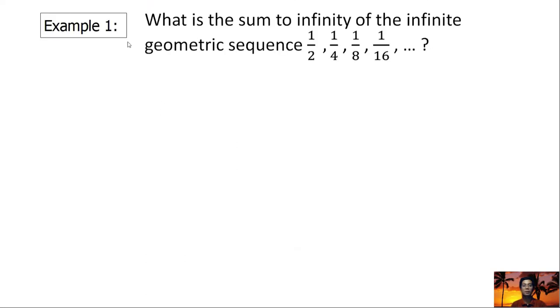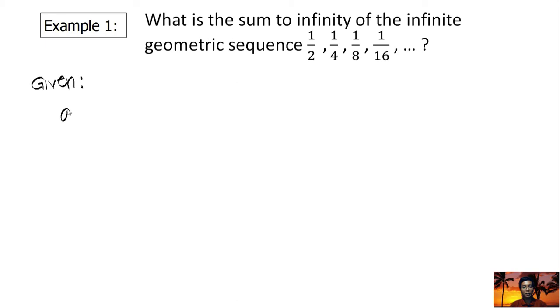Now, let's apply the formula to the following examples. Okay, example 1. What is the sum to infinity of the infinite geometric sequence 1/2, 1/4, 1/8, 1/16, and so on? So dito po, sulat po muna natin yung ating given. Given in the problem. Okay?